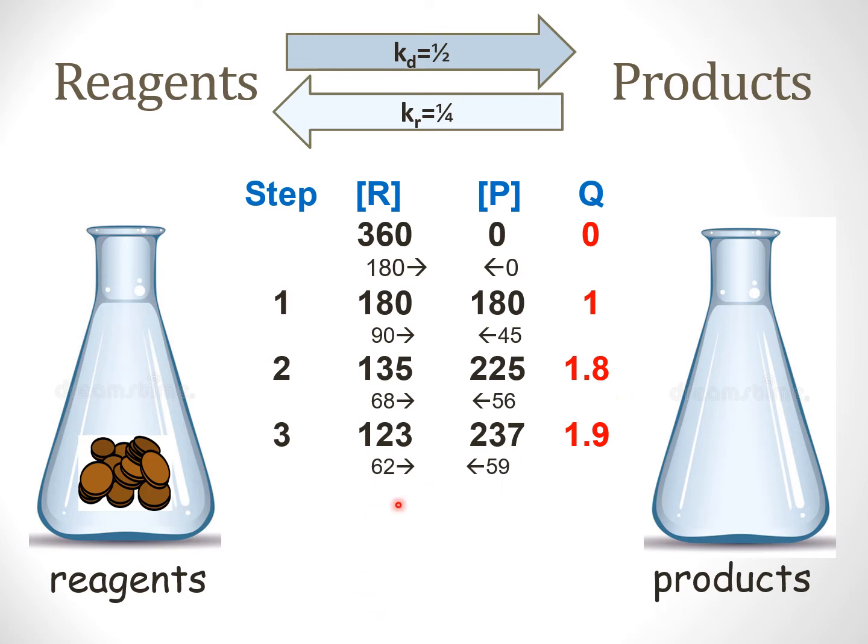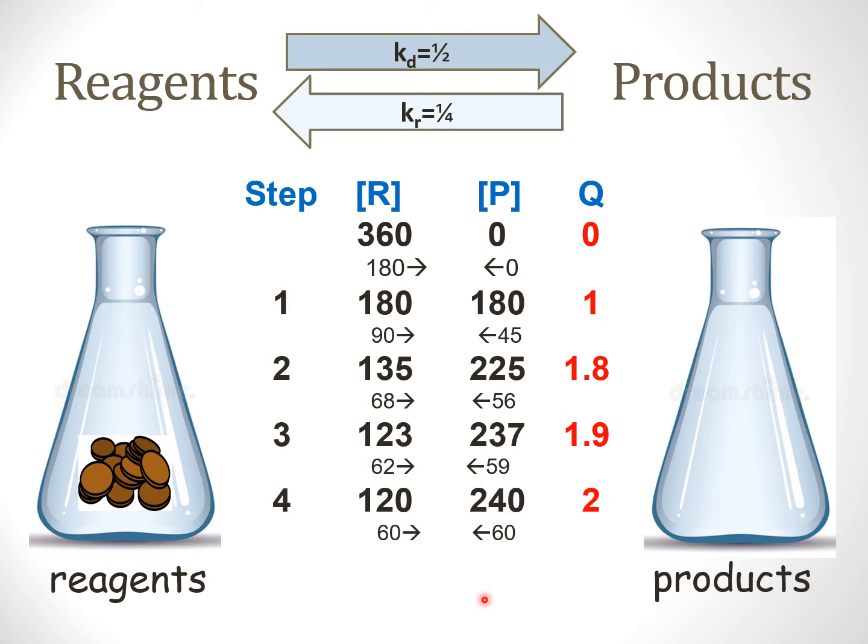With the next step, we are going to take 62 from the left and 59 from the right. So the net is now dropping to only 3 actual net coins moving towards the right. So we go down to 120 on one side and 240 on the other side. The ratio is 2. At this point, for the next step, 1/2 of 120 is going to be 60. 1/4 of 240 is also going to be 60. So I'm going to have 60 moving one way and 60 moving the other way, and the net is 0.